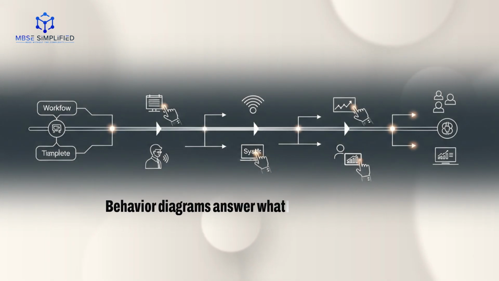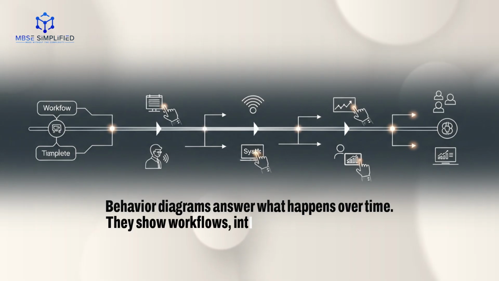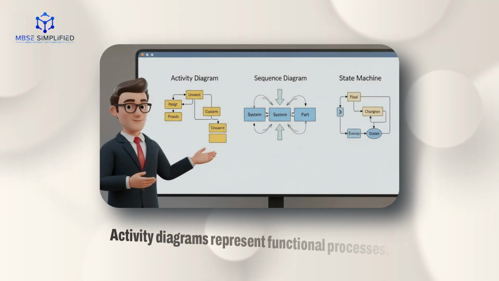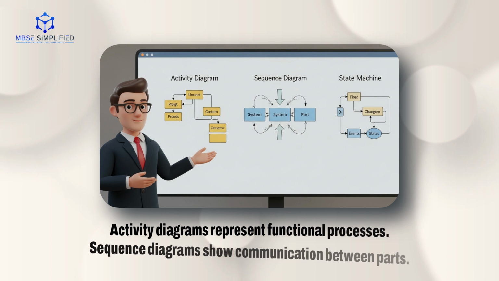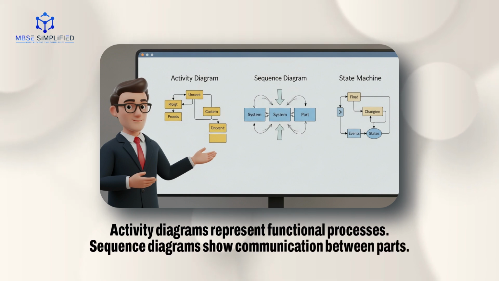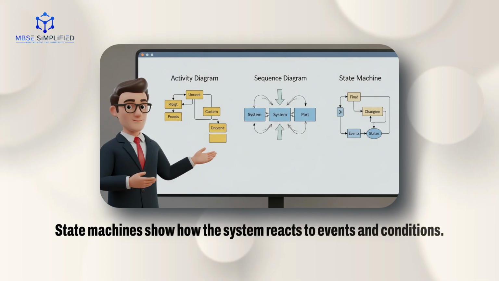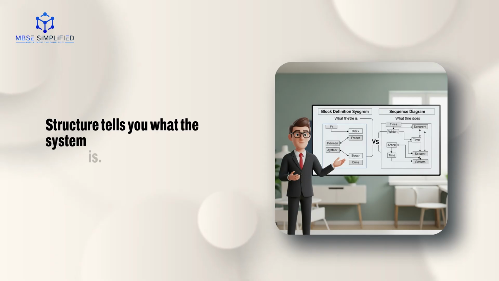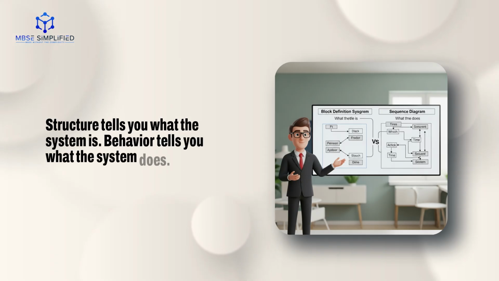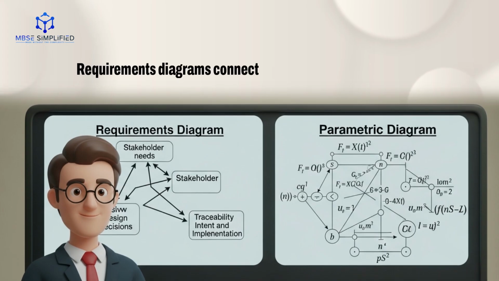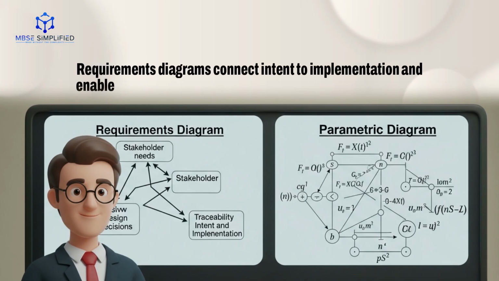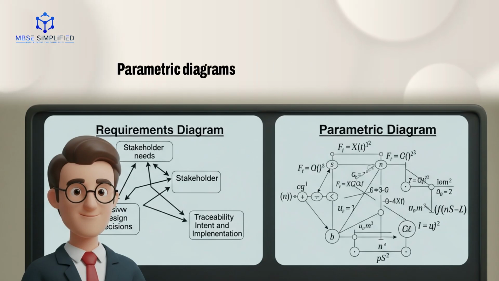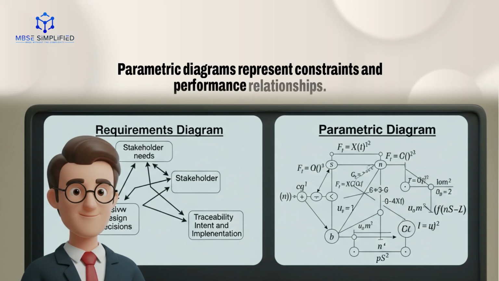Behavior diagrams answer what happens over time. They show workflows, interactions, and responses. Activity diagrams represent functional processes. Sequence diagrams show communication between parts. State machines show how the system reacts to events and conditions. Structure tells you what the system is. Behavior tells you what the system does. Requirements diagrams connect intent to implementation and enable traceability between decisions and stakeholder needs. Parametric diagrams represent constraints and performance relationships.